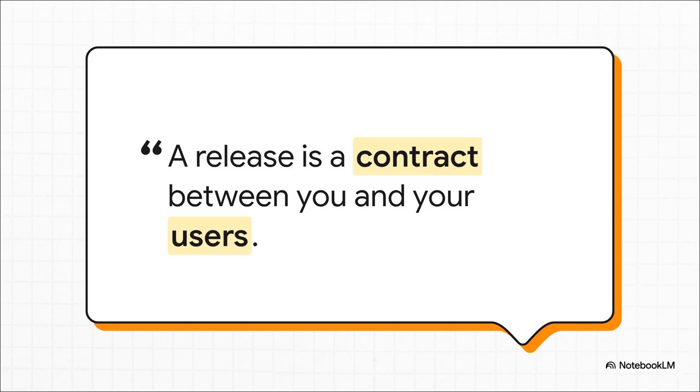If you remember one thing from this section, make it this. A release is basically a contract. When someone decides to use version 1.2.3 of your tool, they are trusting that it will behave in a specific, predictable way. That consistency is everything. It's how you build trust with anyone who depends on your work.